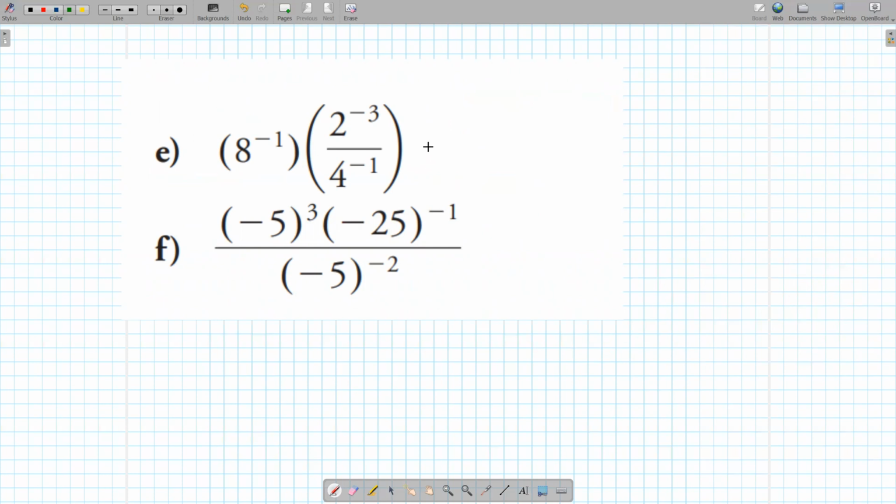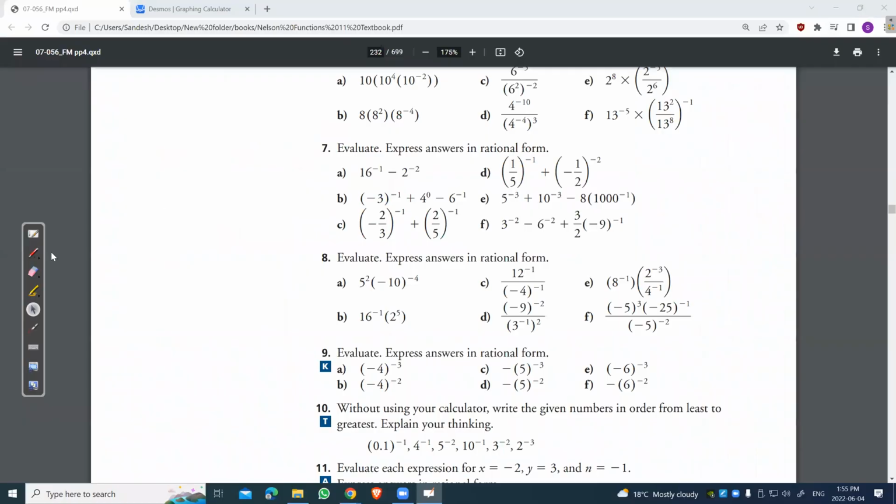Focus on one bracket at a time. You could flip the second one. We could also flip 8 to the -1, like that. And then this one will completely flip. You get 4 and then 2 to the 3, right? Let me just see what they want.